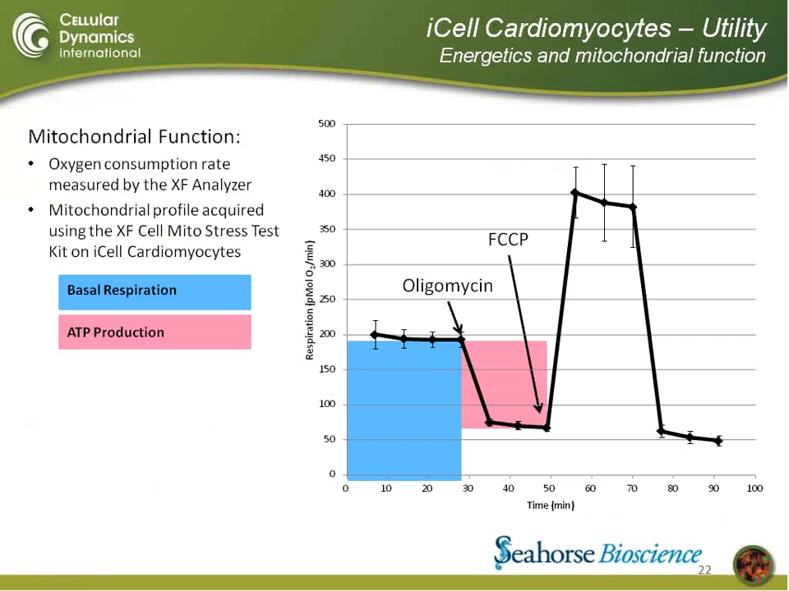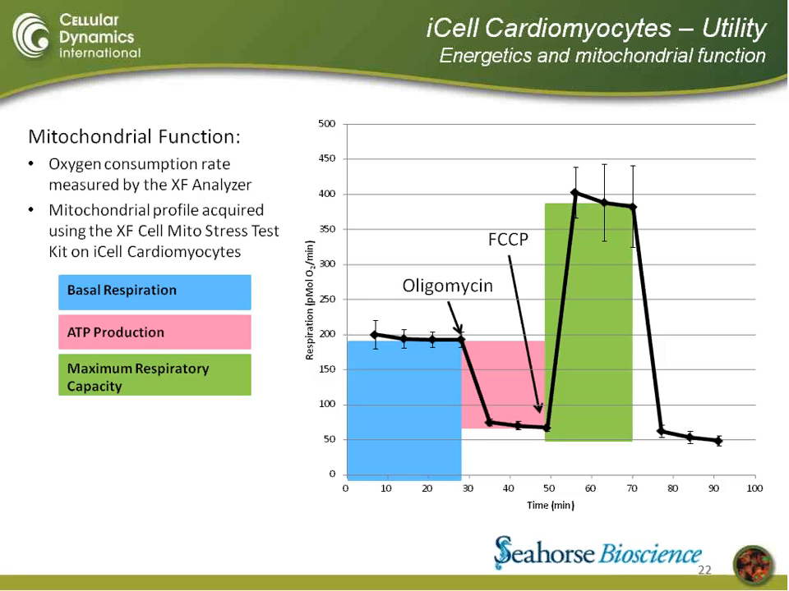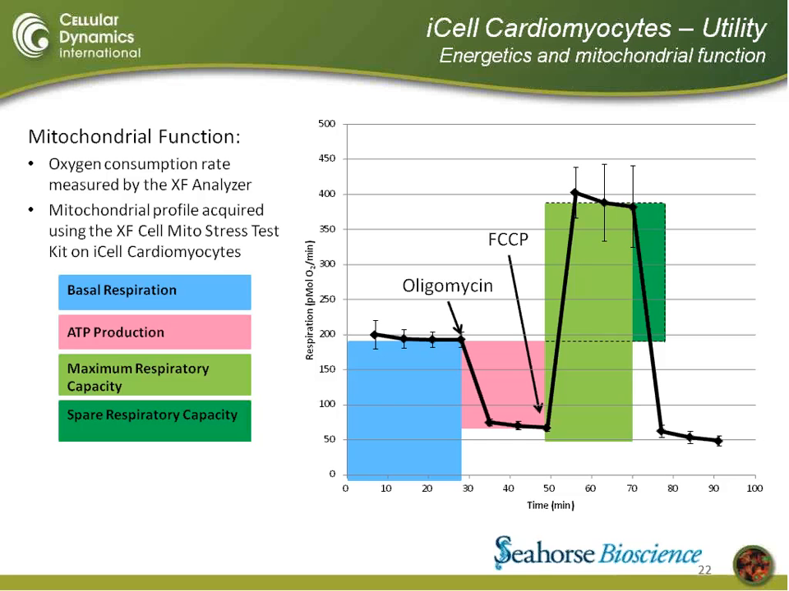Then we hit it with FCCP, which uncouples oxygen consumption and ATP synthesis to really see what our maximum respiratory capacity is. So if the cells were working at 100% efficiency, this is what they could turn out. And that gives us an interesting parameter to investigate as our spare respiratory capacity, just the amount of capacity that the mitochondria have under duress before they're completely maxed out.